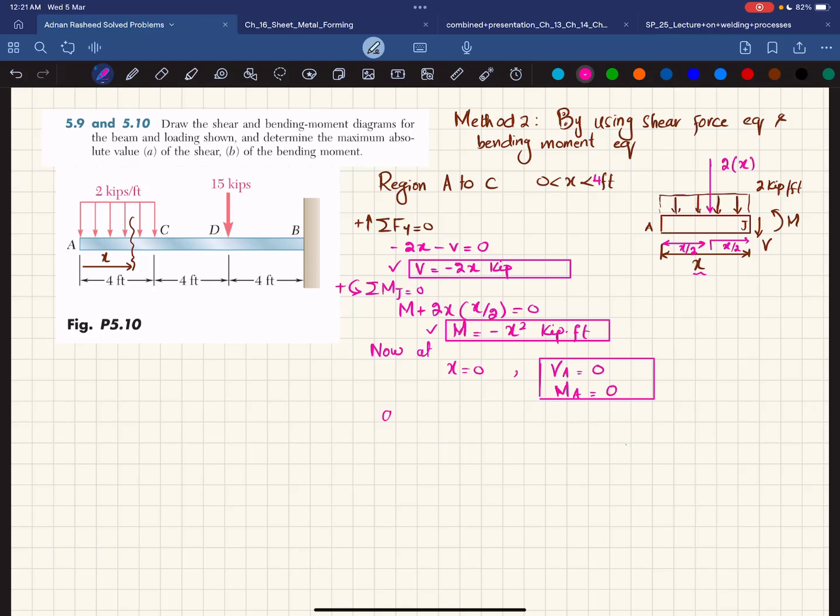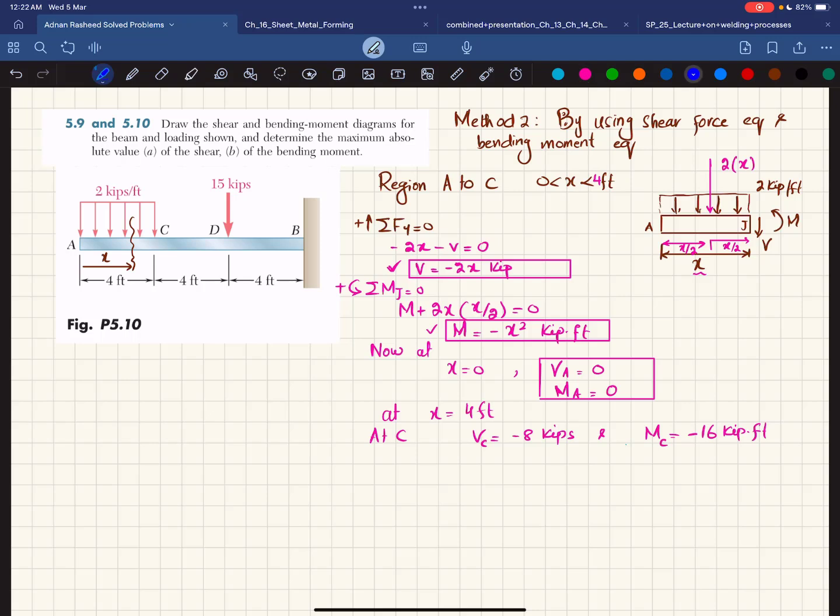At x equal to 4 feet, if you put the value of x in this equation, minus 2 into 4 is minus 8, so V will be equal to minus 8 kip. And M will be equal to minus 4 squared, which is equal to minus 16 kip-feet. These are at point C, because x is equal to 4 feet at C. So this is V at C and M at C.